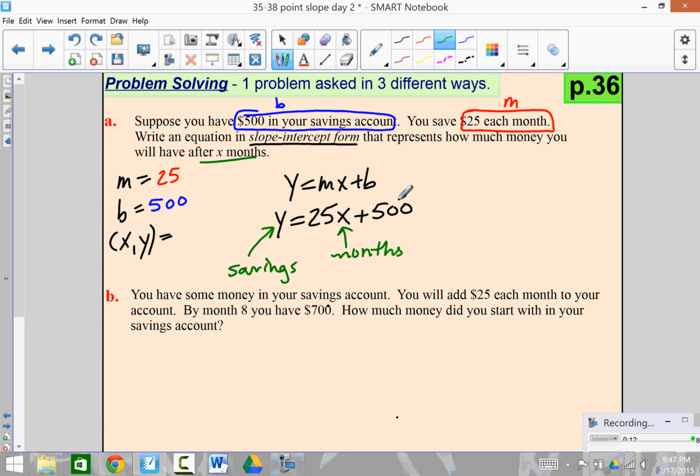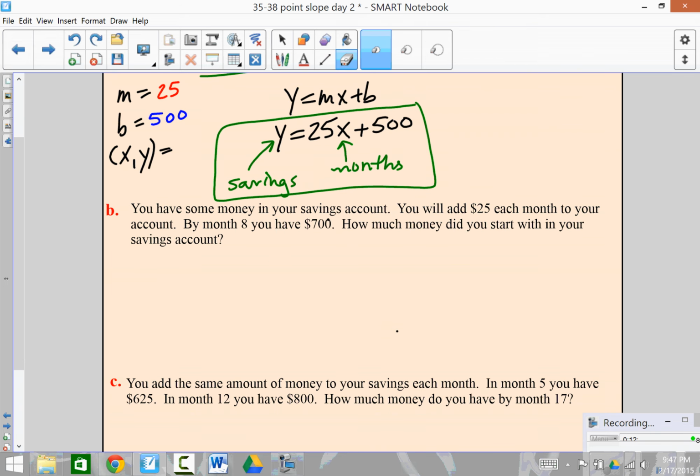Okay? So we just answered that question right there. We wrote an equation in slope-intercept form. There's our final answer. That is the easiest type of question because there's not a lot of math involved. It's just being able to decipher which one's the m and which one's the b. Second kind of problem. Let's take a look.